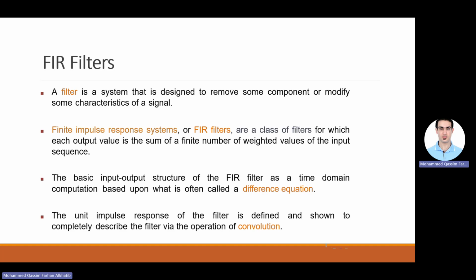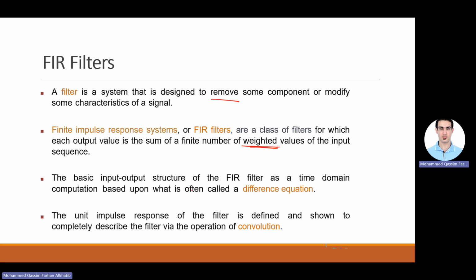All right, some general information about FIR filters. So a filter in general, you want to remove some unwanted components. Or filtering, you have, let's say, selectivity, you want to select some part of the components. So the finite impulse response, FIR, it's a class of filters where the output value is the sum of a finite number of weighted values of the input sequence. So basically you have a certain sequence, you convolve it with the filter, and these filter coefficients will act like weights. You multiply them with the signal coefficients to get the output.